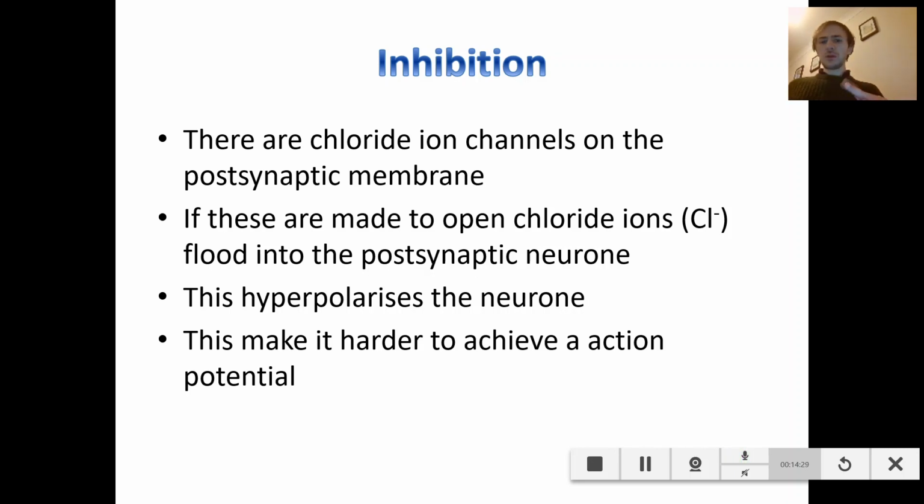So, if these chloride ion channels are activated, it actively prevents an action potential from being propagated in the postsynaptic membrane. Now, why might you want that to happen?